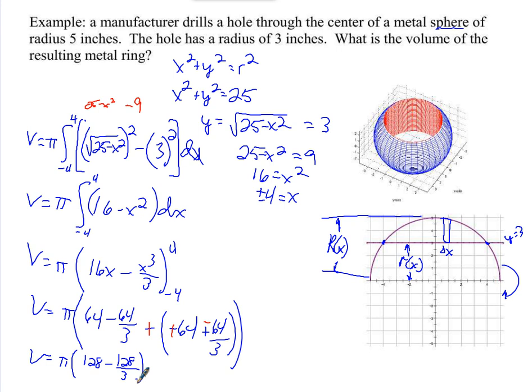384 thirds minus 128 thirds is something thirds. Well, this 128 times 2 is 256. I can't even write 256 thirds times pi. So 256 pi over 3. There's your answer. Let's throw on inches cubed for our own enjoyment.